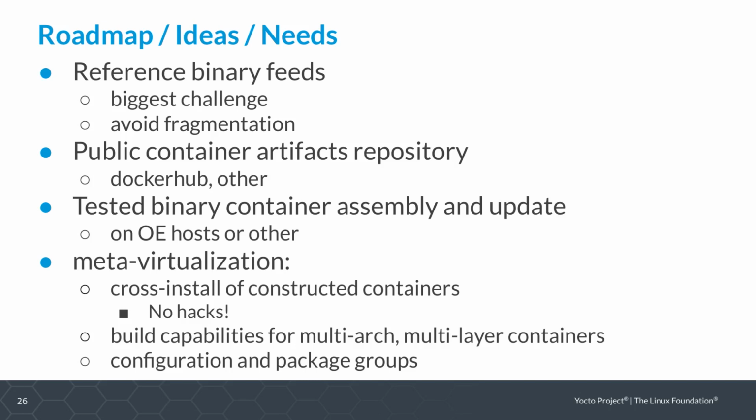Avoid fragmentation. We need a public container artifacts repository somewhere. We've talked about it off and on, but we've never actually done it. So along with the Yocto Project sstate and different binary things, I'm saying we need to have a public container or some sort of artifact repository that people can just hook into their build, and it's there. We need to be able to test the binary container assembly and update. Again, that's related to the binary distro things that I look at.